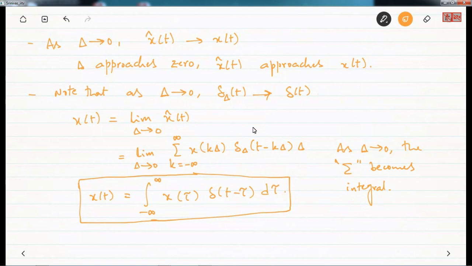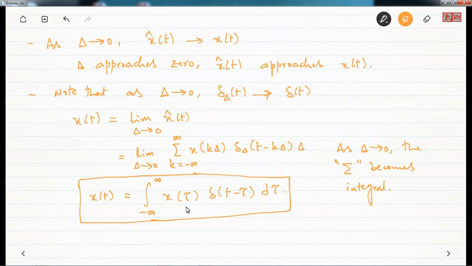But I don't think we need that much explanation here, because it is fairly intuitively clear that as delta goes to 0, the summation can be replaced with an integral, because the delta becomes infinitesimally small, right? So the delta becomes smaller and smaller, so we call it infinitesimally small, and then we finally get this integral equation.